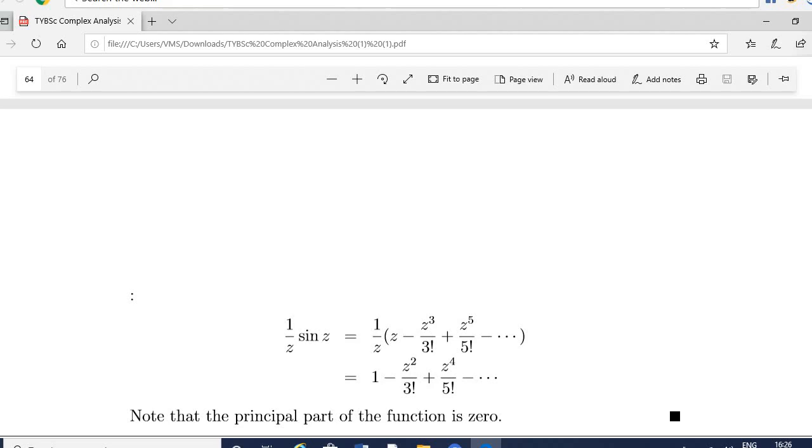When we classify singularities, we will come back to this point. So our next point of discussion will be singularities and how to classify singularities by using Laurent series expansion.